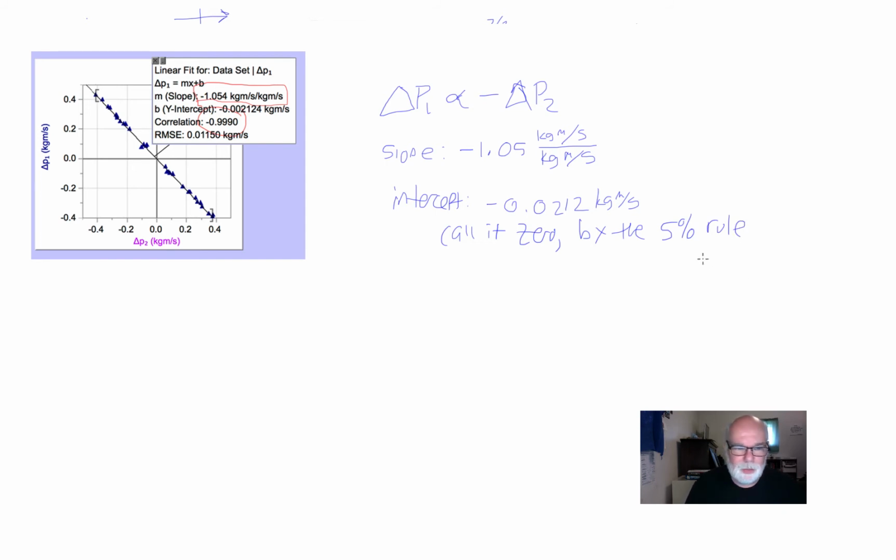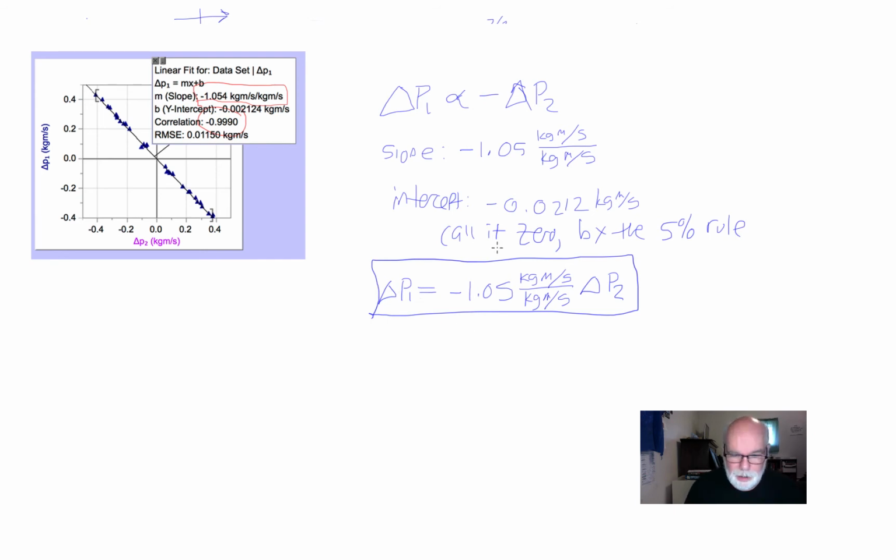Okay, so then if we were going to write an equation for this, we would write our equation to be delta P1 is equal to negative 1.05, and I think you should go ahead and keep the units in there because they do tell you something about what's going on here, times delta P2, and because of the 5% rule, we're not going to have an intercept on that. So that's a linear equation, which is kind of interesting if we take a look at this.